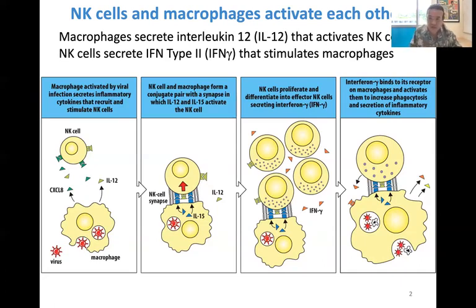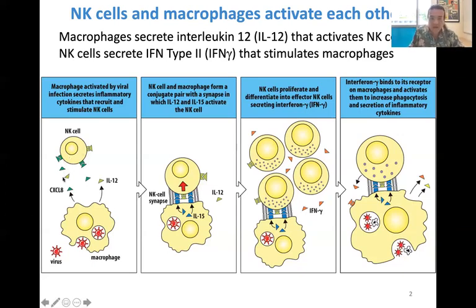Natural killer cells also respond to IL-8. Like neutrophils, they would have this dark green receptor on their surface, which is a CXCL8 or IL-8 receptor. That's like the nose that sniffs out the cytokine signal.